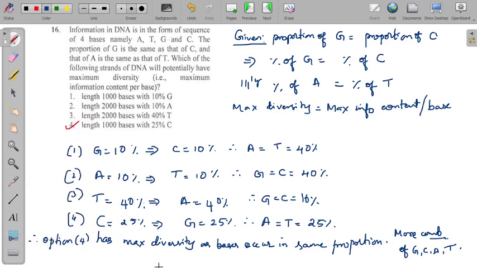So the answer will be option D. That is the fourth option, it has maximum diversity, because all will have more combinations of G, C, A, T possible, with 25%, 25%, all are having 25%. So it has maximum diversity as bases occur in the same proportion. If they occur in the same proportion, more combinations of GCAT are possible. Hence the answer will be the fourth option.